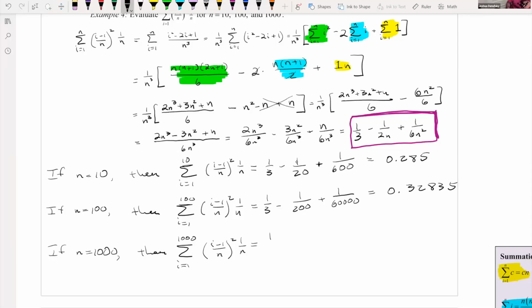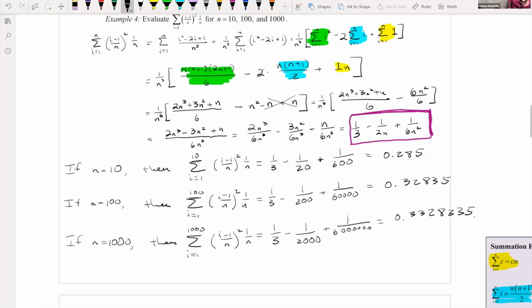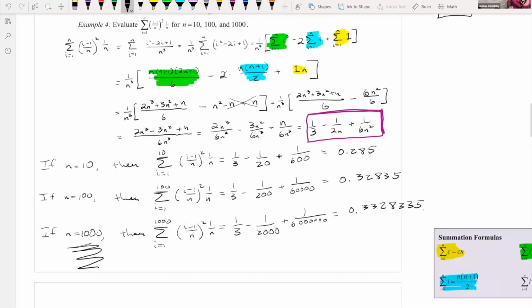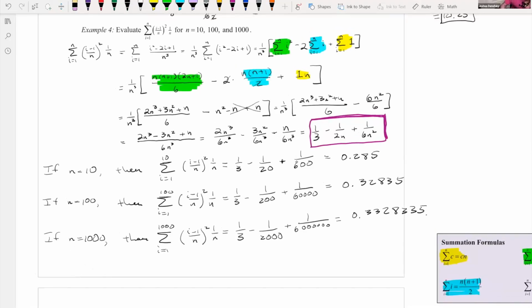Again, using what's in the pink box, 1/3 minus 1 over 2 times n, that's 1 over 2,000. And then down here, we're going to get 1 over 6 times 1,000 squared. So 1, 2, 3, 4, 5, 6, right? 1 times 1,000 squared is going to be, what, 6 million there? 1 over 6 million, which is going to give us 0.33283335. And so that last one, very impressively, we just added up 1,000 terms. That's pretty powerful stuff.